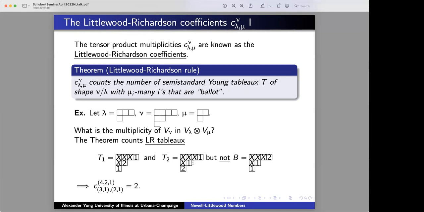And if the rule's a little bit complicated, my point is not to emphasize that it's complicated, but that it is so simple given the fact that you want to do what would be seemingly a difficult operation like tensor decomposition.